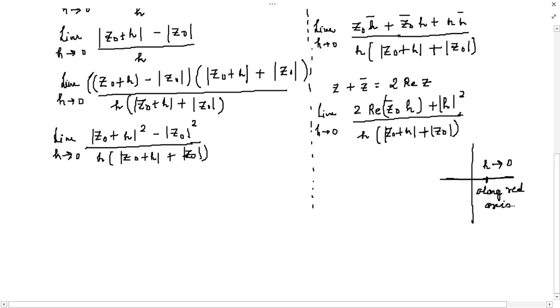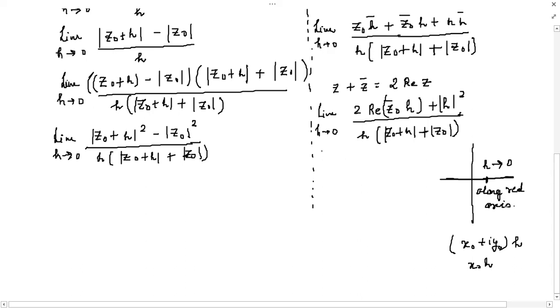What is z naught bar? Let's say z naught is x naught plus iota y naught. And if I'm talking of the real part, it will be simply x naught into h. So what you will get? The h mod whole square will go to 0, and here it will become 2 times modulus of z naught.